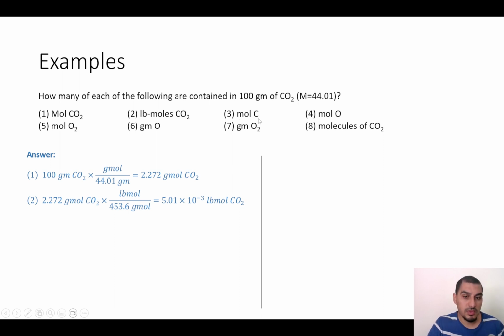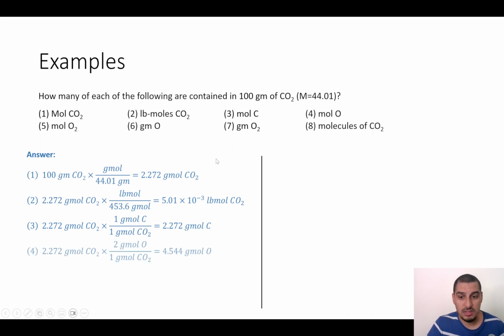How many moles of carbon do we have? One mole of carbon dioxide consists of 1 mole of carbon and 1 mole of O2. So if you want to know how many moles of atomic carbon we have, it is going to be a 1 to 1 ratio. So 1 mole of carbon is equivalent to 1 mole of carbon dioxide. So it's going to be the same. For oxygen, it's going to be doubled because we have two oxygen atoms. So in this case, it's going to be 2 gram mole of oxygen over 1 gram mole of carbon dioxide, which is 4.544 gram mole of oxygen.